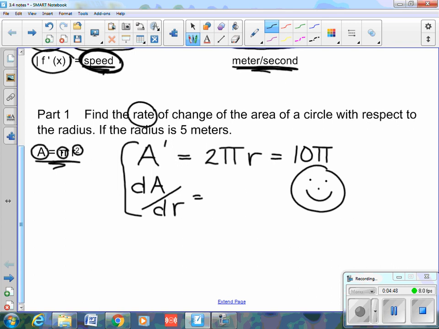I'm trying to figure out, we don't have meters per second. I can't really label it, can I? So just the units. I don't even know. Just leave it 10 pi. Just leave it. Okay, moving on, next page.